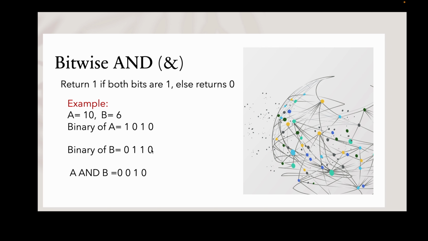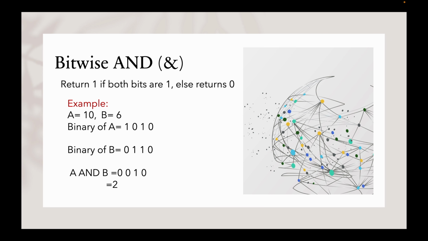So the last bit is 0 AND 0 equals 0, and if both bits are 1 then it is 1, else it is 0. And the decimal representation of 0010 is 2. Now let's go and practice in Jupyter Notebook.